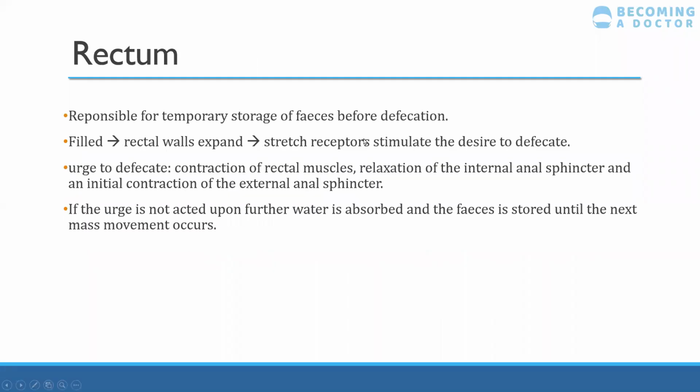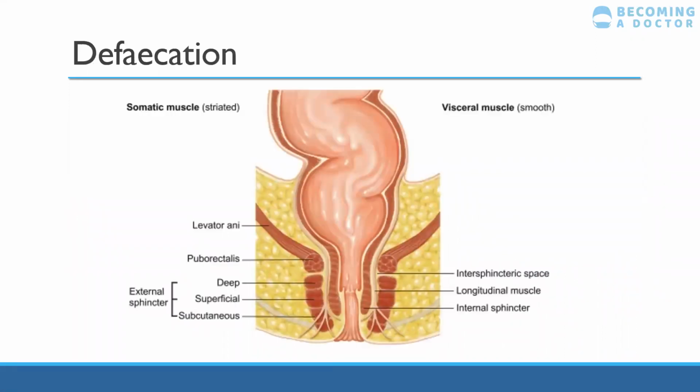Okay. So the rectum is responsible for the temporary storage of feces before defecation. In your rectum, you have your internal sphincter, which has an autonomic nerve supply, and your external sphincter, which is supplied by your somatic nervous system, so that is your pudendal nerve. The whole process of defecation is known as the rectosphincteric reflex. You have mass movements, which cause the feces to enter the rectum from the sigmoid colon.